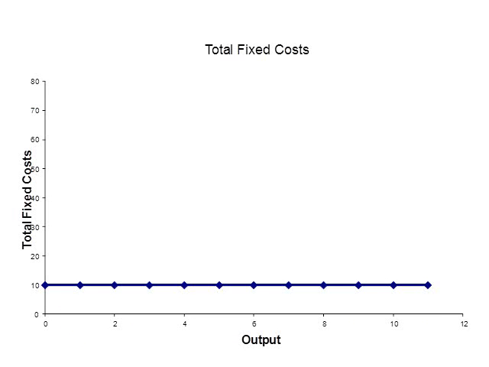The most striking feature of the fixed cost graph is that it's perfectly horizontal. This shape makes sense if you remember that fixed costs are constant even as output increases.